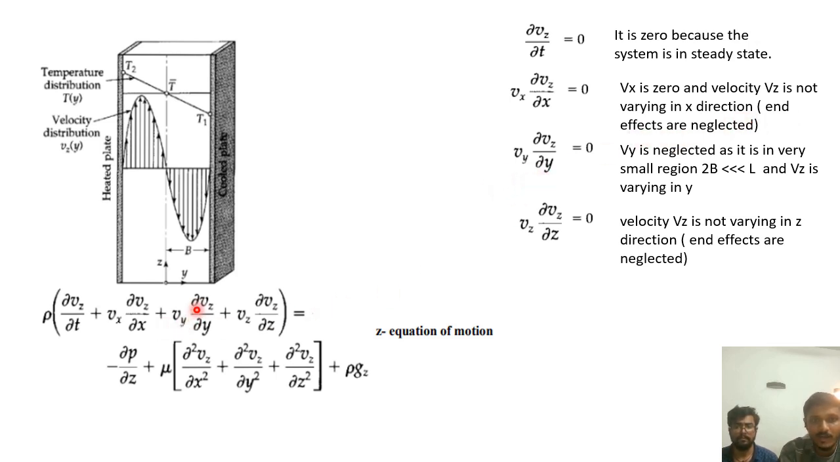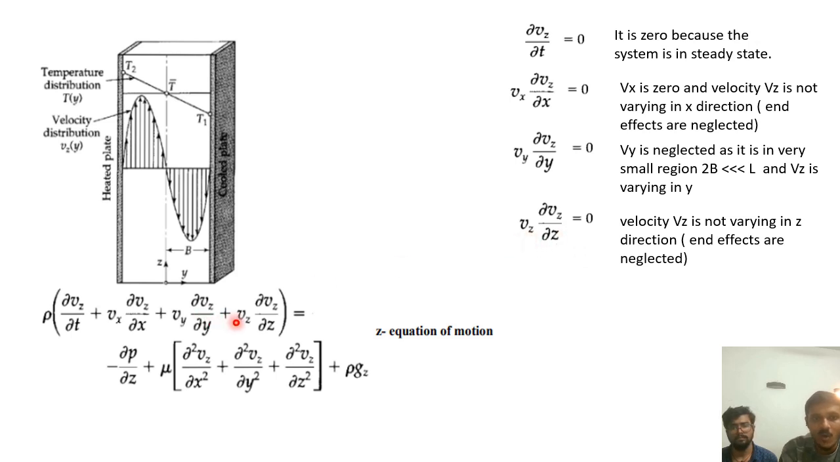Now Vy into dou Vz by dou y. This term is equal to zero because Vy is neglected. We have already discussed it in the previous section. Why is Vy neglected? Because the region is very small, that is, 2b is much smaller than the length. Vz is varying in the y direction, but since Vy is zero, the overall expression becomes zero.